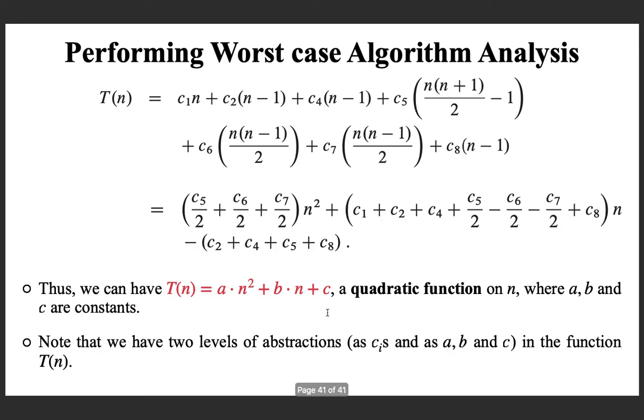So, we can see that in the worst case it is quadratic, and in the best case it is linear. And note that we have two levels of abstraction. One level is we assume that the time required for executing a single statement is a constant, and then we are abstracting another constant like this, a into n squared, and that is why I say there are two levels of abstraction.